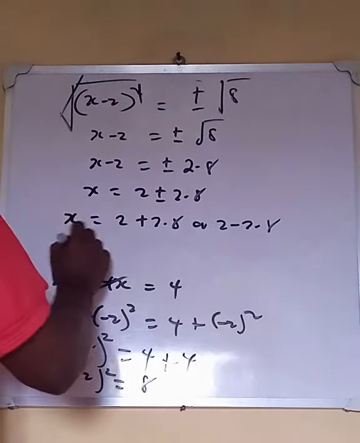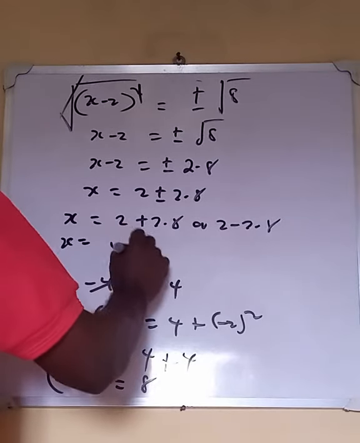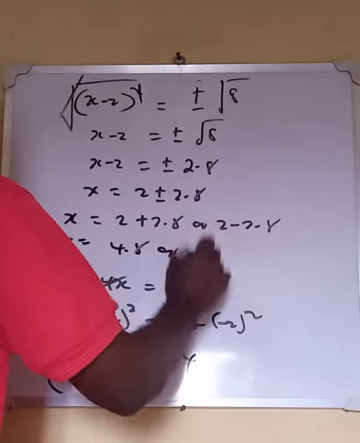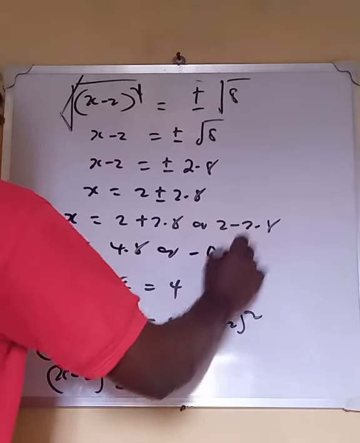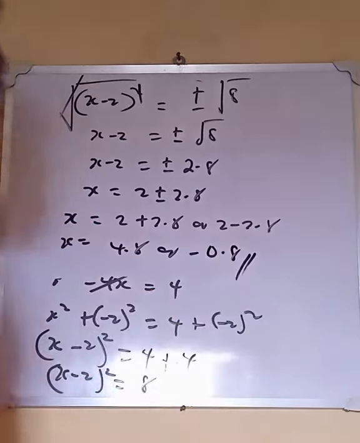Then finally, x is equal to 4.8 or minus 0.8. Done. That is it.